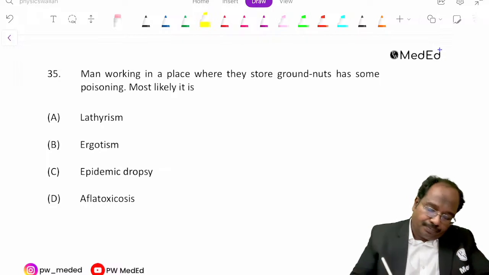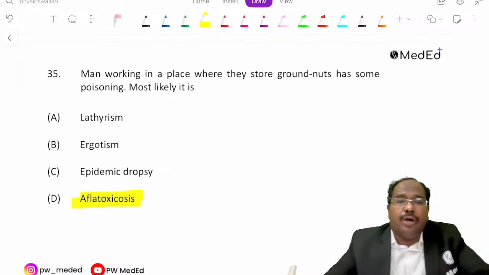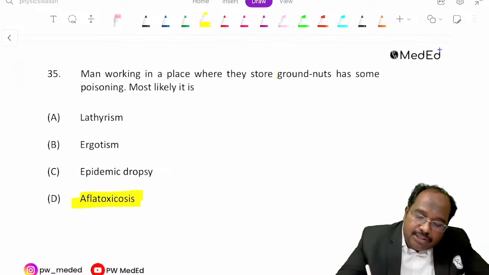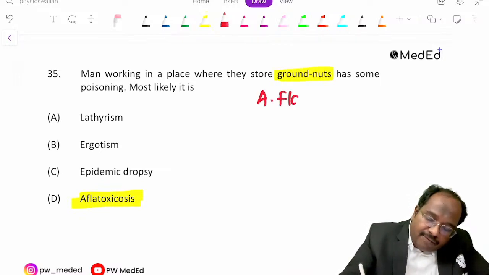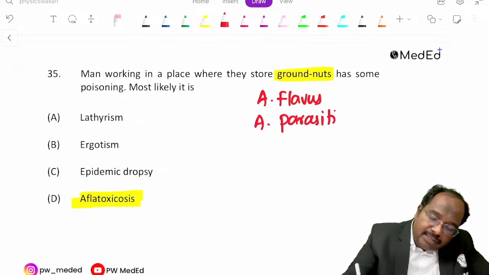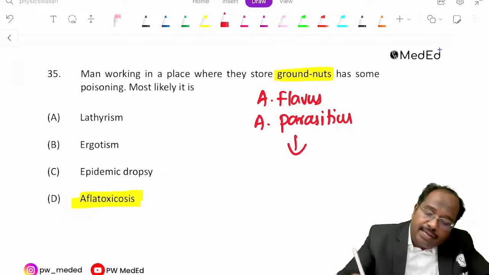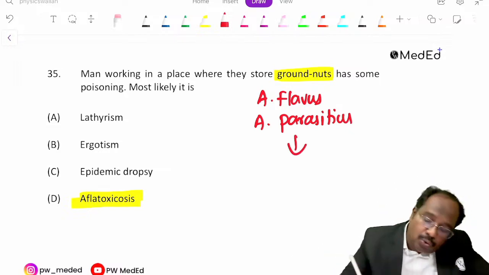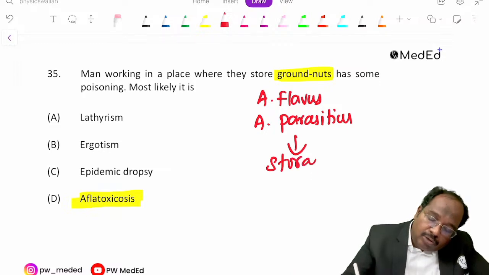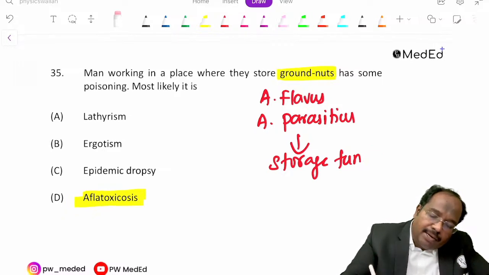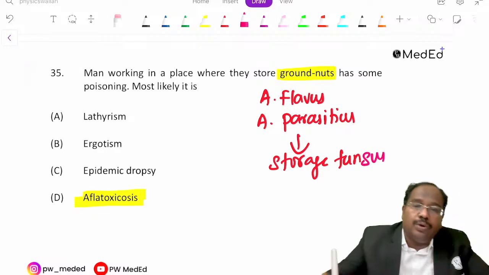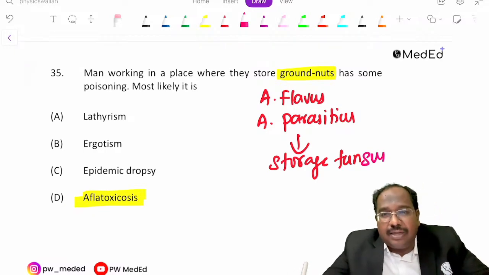This is what? Aflatoxicosis. Okay, so this is groundnuts. We have Aspergillus flavus and Aspergillus parasiticus. They usually affect the groundnuts. These are storage fungus. Commonly they affect these groundnuts. This is storage fungus. They go and infest the groundnuts.